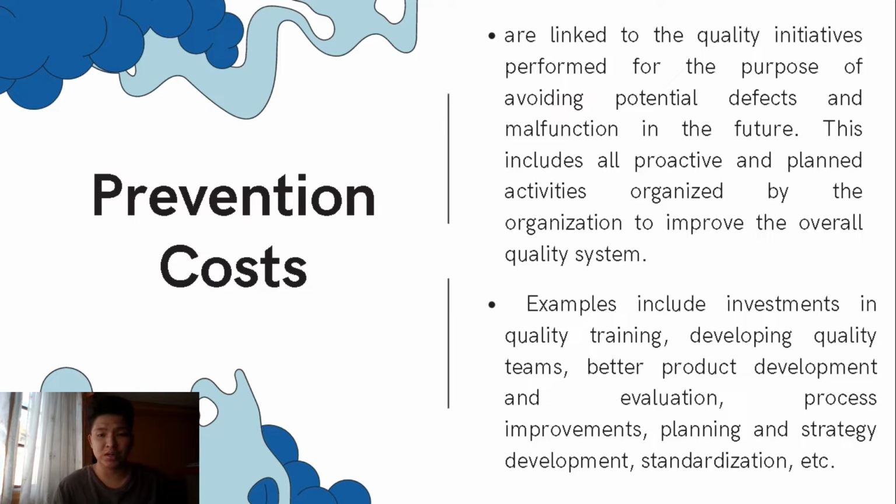the examples are the investments in quality, training, developing quality teams, better product development and evaluation, process improvements, planning and strategy development, standardization, and so on. So the prevention costs are the costs to prevent potential defects and malfunctions in the future. It is before the products go to the customer. Next.